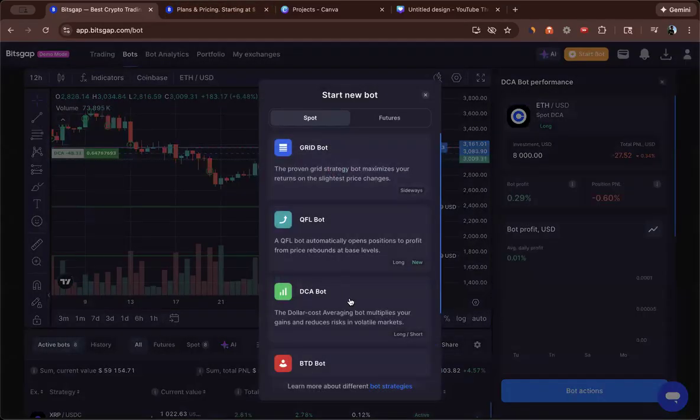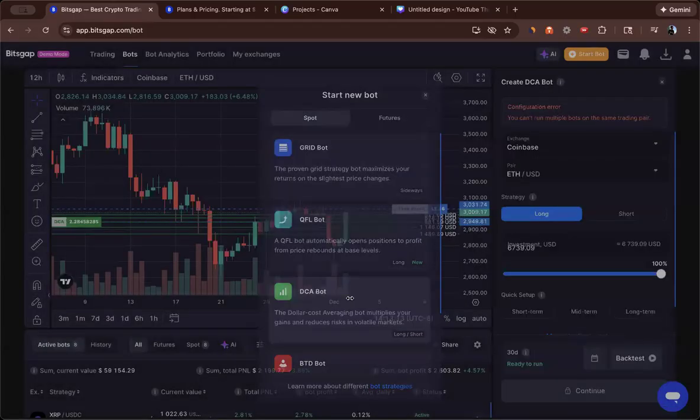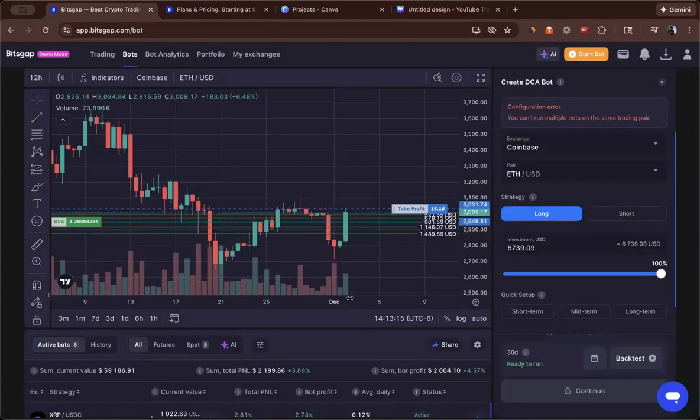Talking about ETH, what we're going to do today is try to figure out how to set up the bot for ETH to maximize for a bear market. So we're going to go into start bot DCA like you just saw me do while I was talking. Select your exchange. In this case, it's Coinbase. Pair is ETH and USD. And then you'll leave this long.